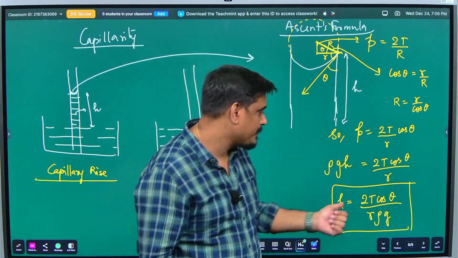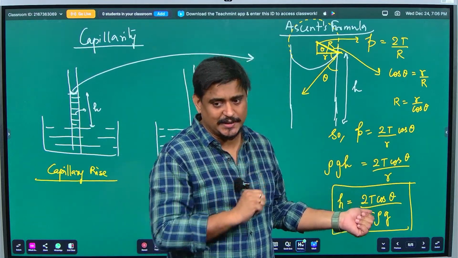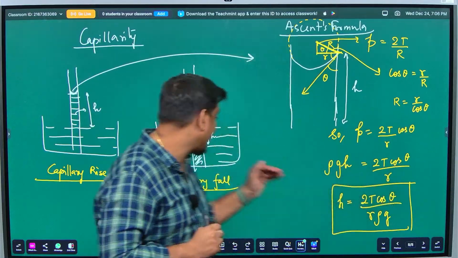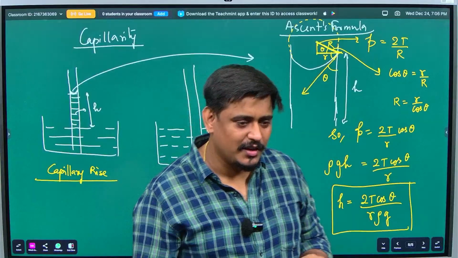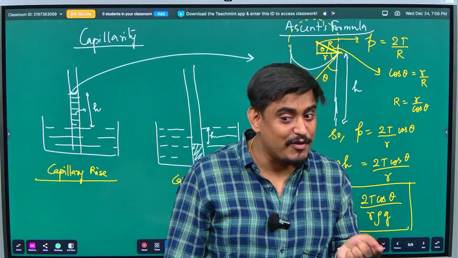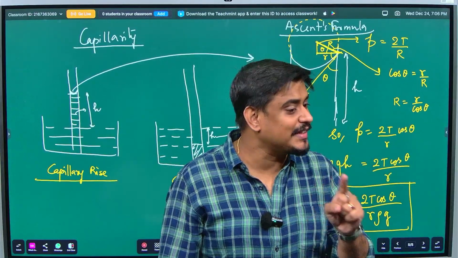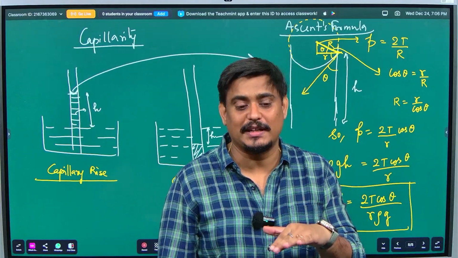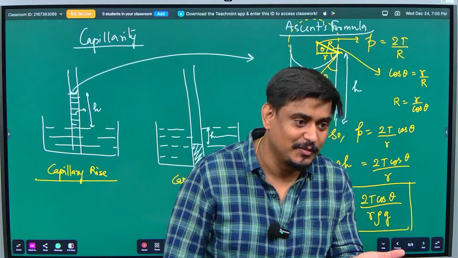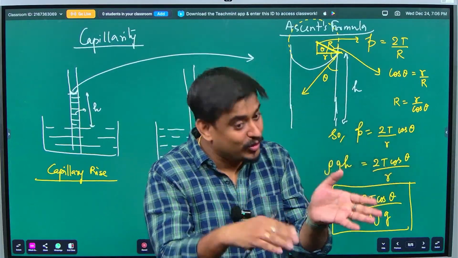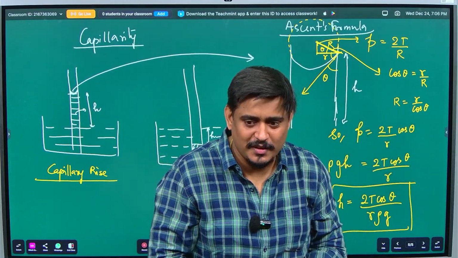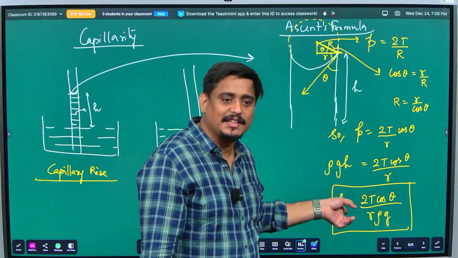Now see, this gives two understandings. One thing is why there is a capillary fall. Because theta is the angle of contact. For mercury, we have a convex meniscus. A convex meniscus will make the angle of contact obtuse, more than 90 degree. Cos theta, for an angle more than 90, will be negative. So it will be a negative height. Negative height means it is a fall.